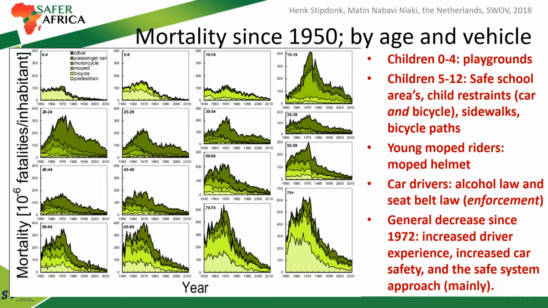In the age group of 15 to 19 years old, the majority of deaths were moped riders. By introducing the compulsory moped helmet, moped riding was essentially reduced and safety was improved. The general decrease since 1972 is mainly due to the increased driver experience and improved car safety. The most important contribution of the Dutch policymakers was the introduction of the safe system approach in the 90s.